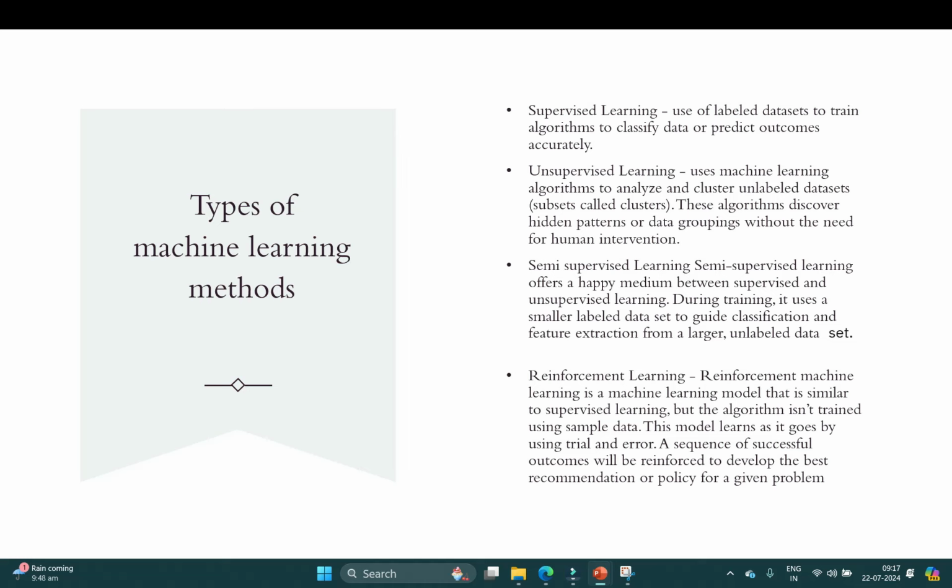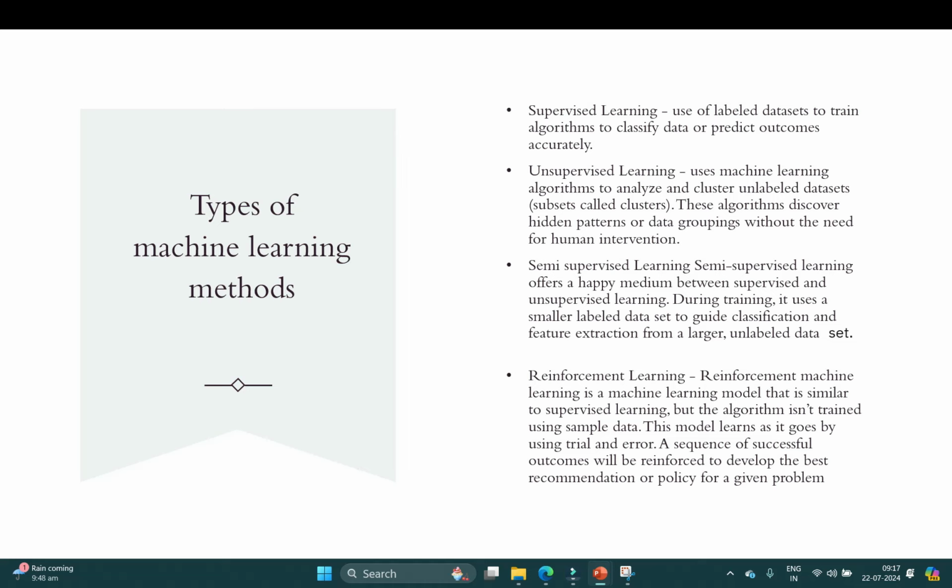The last category is reinforcement learning. If you look at these terms, the name itself will give a hint of what it means. Reinforcement learning means the machine learning model is similar to supervised learning, but this algorithm hasn't been trained using sample data. The model learns as it goes by. So we are not training it on a labeled or unlabeled data set like we do in supervised and unsupervised. So reinforcement is like supervised learning, but we are training it on the go.